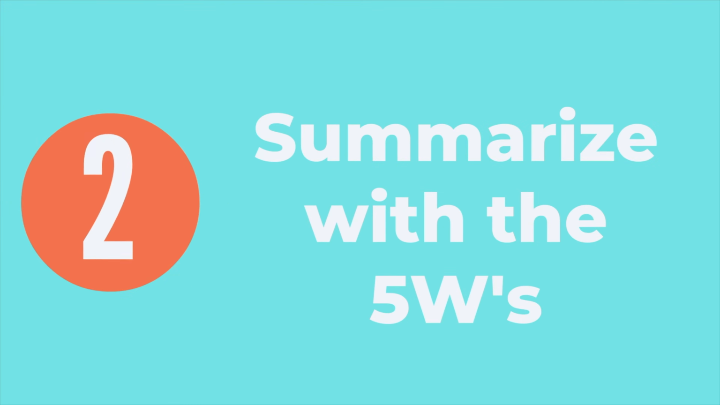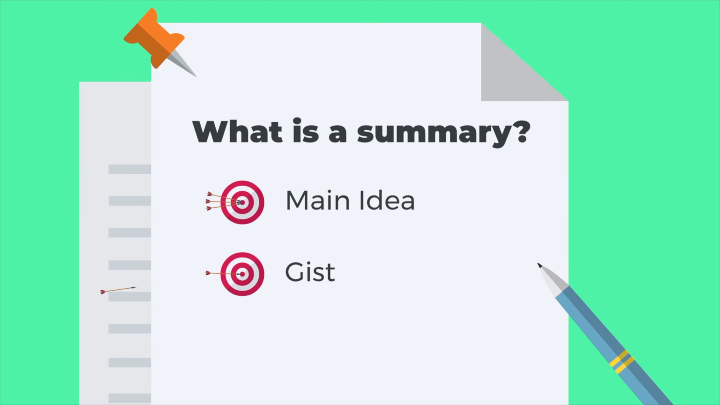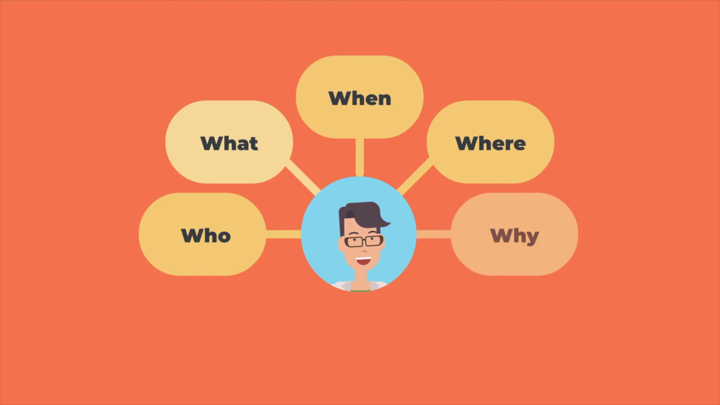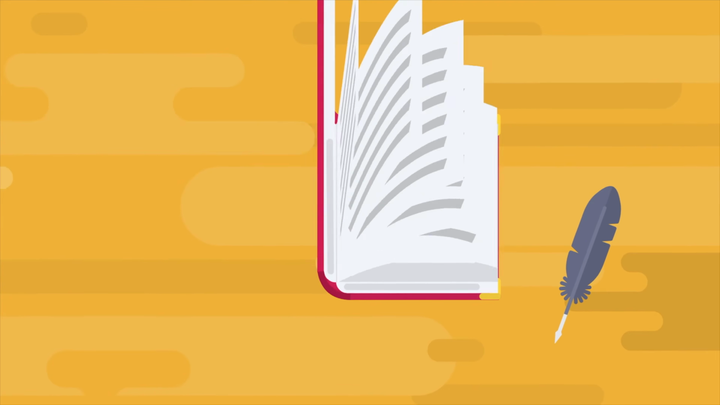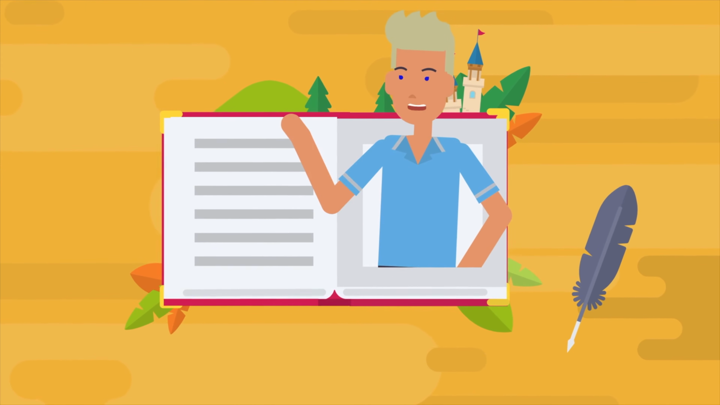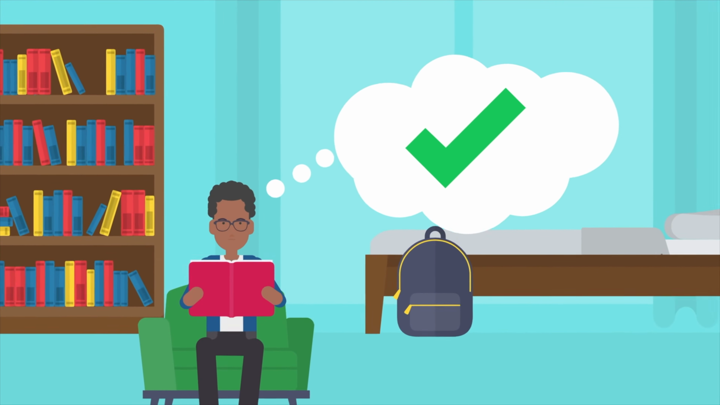Second, try summarizing with the 5 W's. I covered this in the last video, but try asking yourself these questions. Who is this about? What is happening? When or where is it happening? And why is it happening? Third, try reading ahead. The author might reveal information or help explain the hard parts. Sometimes reading what happens next can help you understand what you just read.